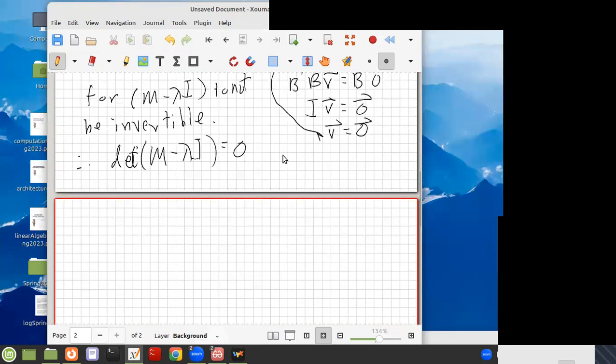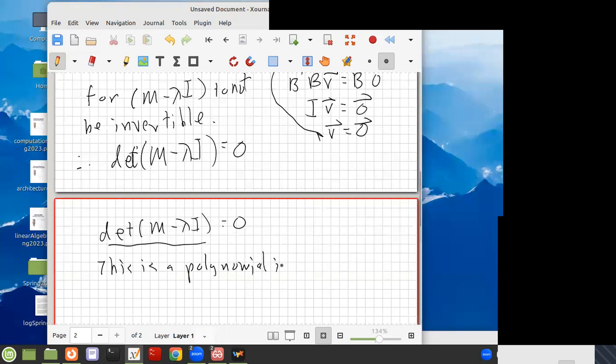Okay, so now it turns out that because this is a square matrix, when I take the determinant, it's just going to become a polynomial in lambda. Determinant of M minus lambda I equals 0. This is a polynomial in lambda. This will become clear when we actually do a special case. So this polynomial is called the characteristic polynomial.